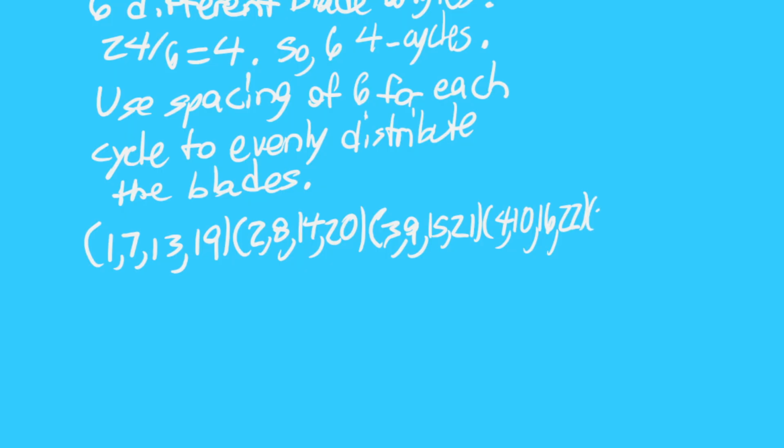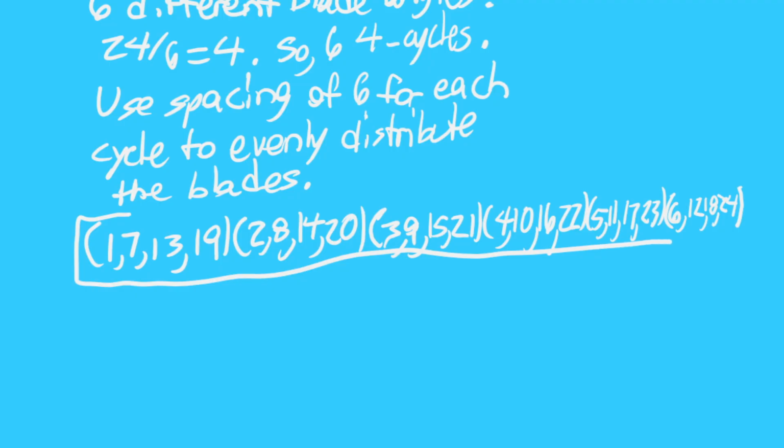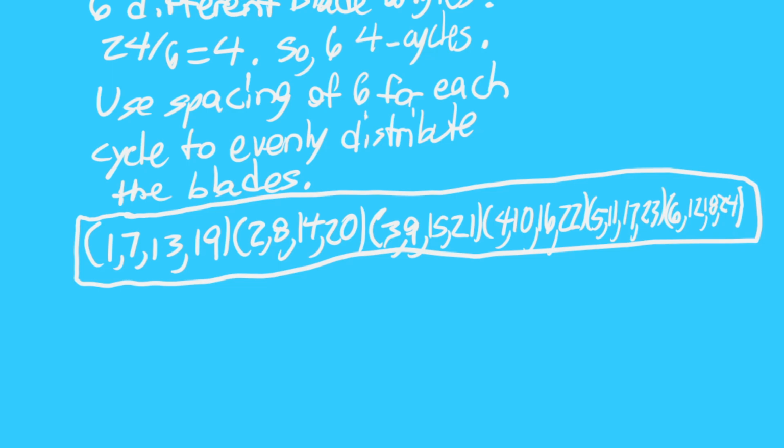And we can have 5, 11, 17, 23. And then for our last one, we can have 6, 12, 18, 24. And these are our disjoint cycles that we can use. And as you can see, it evenly distributes the 6 different blade designs across the 24 positions that we have on the fan.